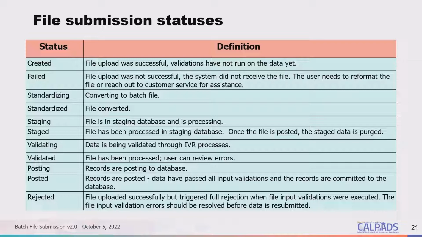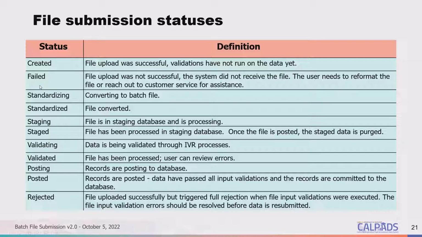After created, if you don't pass the first set of validations, those are specific to formatting, structure, and record type. They don't look at the data at all, right? Just looking at the structure of the file. If you use the wrong format, if you have the wrong character, possibly, you'll get an upload fail or a failed message. The failed status indicates that the file upload was not successful. The system did not receive the file. The user needs to reformat the file. If you need help, reach out to customer service, which is the CALPADS support desk. That's where the job ID may come into place. You don't even have a job ID with the upload fail. A lot of times you'd have to send us the file through a secured method so we can look at the structure of the file itself and assist you.